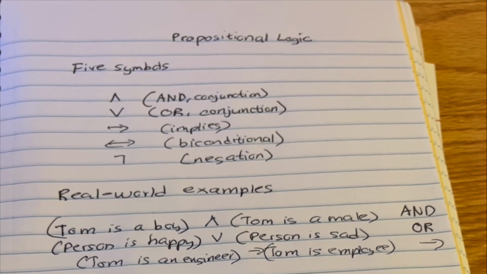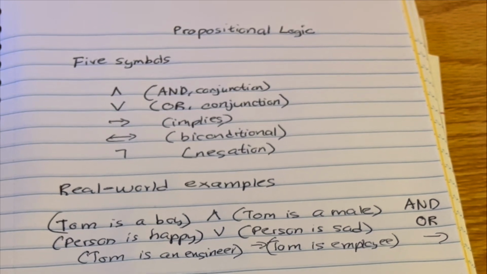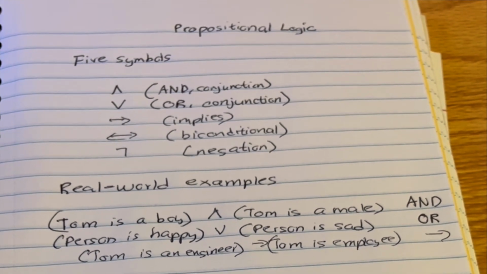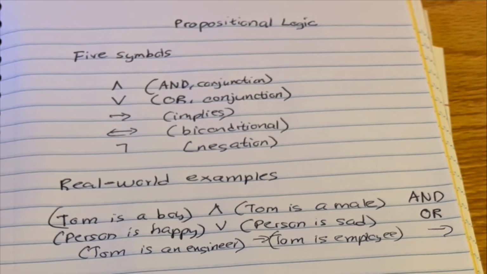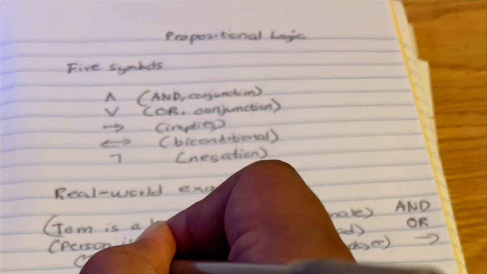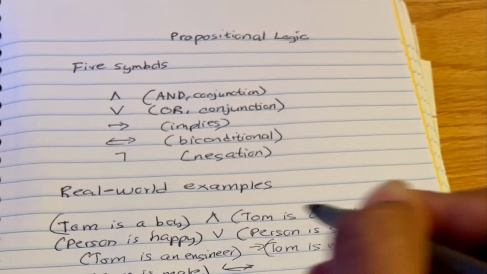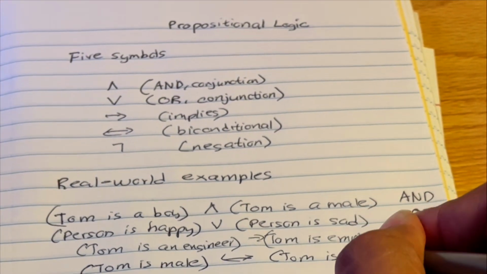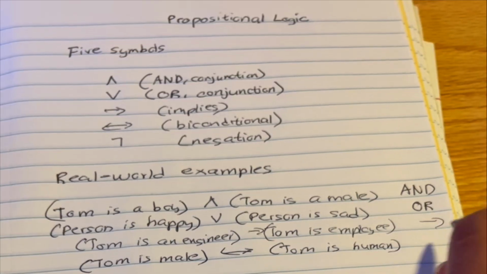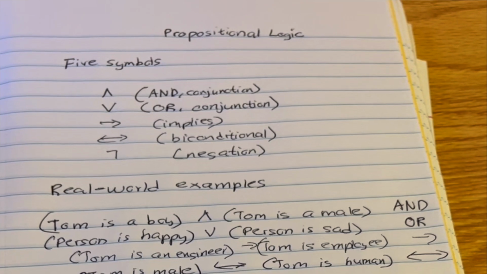Now for the biconditional, we can say Tom is a male implies that Tom is a human being, and even in reverse from common sense, that's true. So now we covered the biconditional.